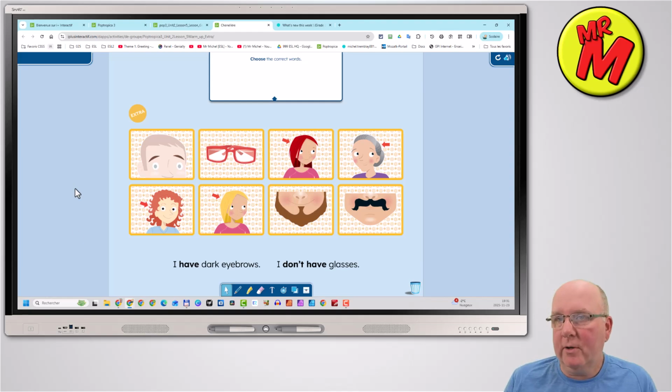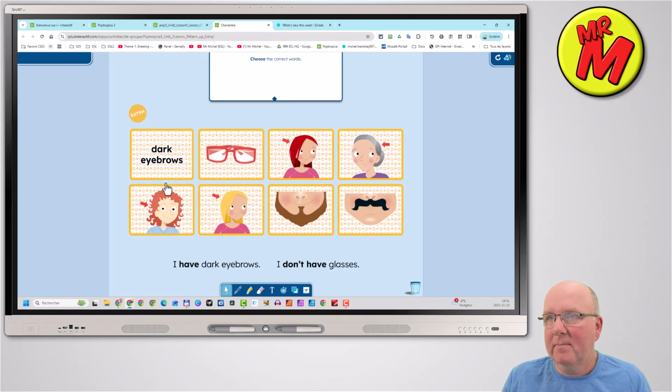A little refresher. Match the two statements with the correct picture. I have, j'ai, dark eyebrows. Yes, that's the first one. Dark eyebrows. Des sourcils foncés. I don't have glasses. Yes, indeed. Glasses are lunettes.